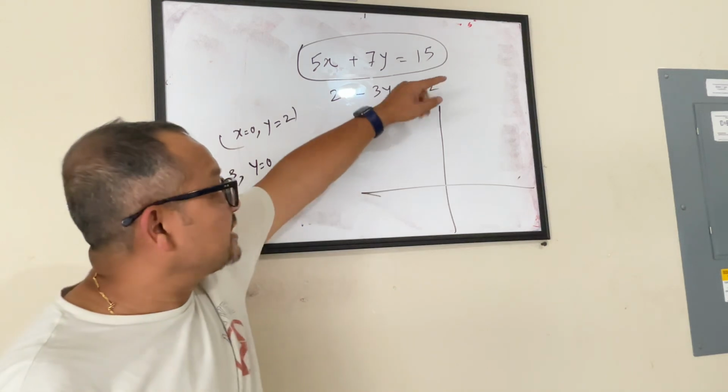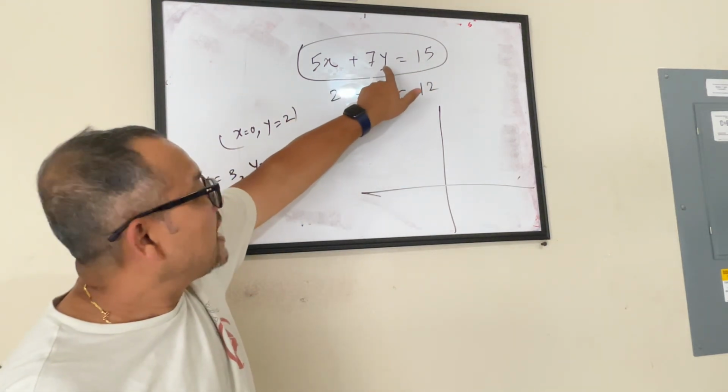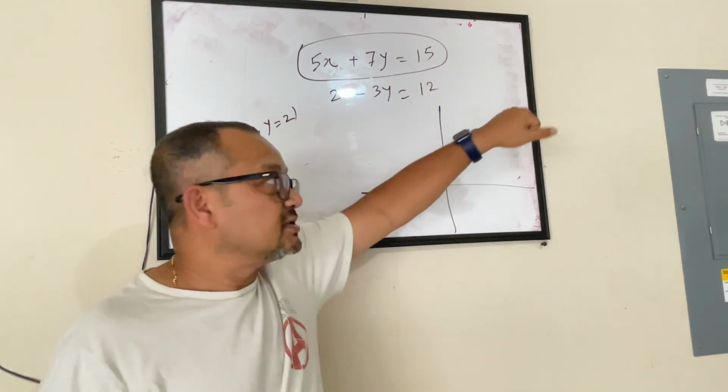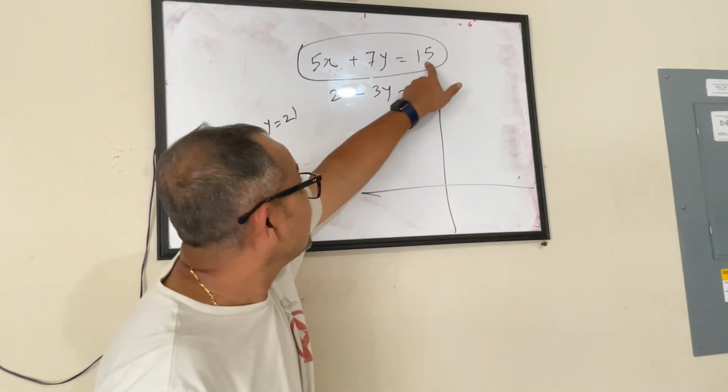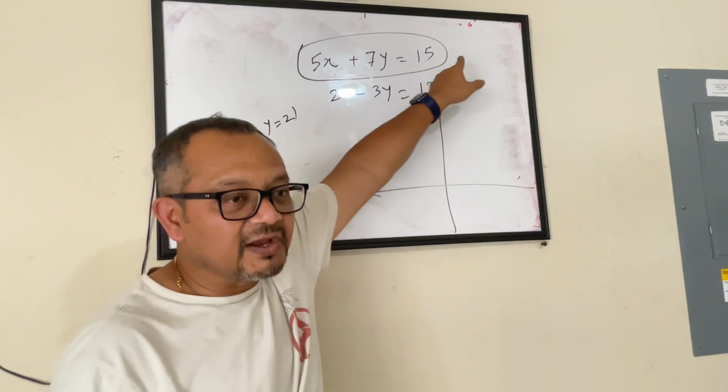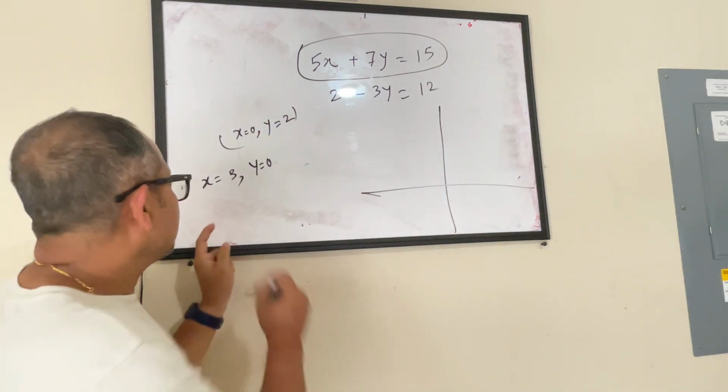Second thing, I'll remain within the contract. This time, I want to change the value to y equals 0. When my value of y is 0, this becomes 5x equals 15. So x equals 15 by 5, that is 3. So I got the second point.